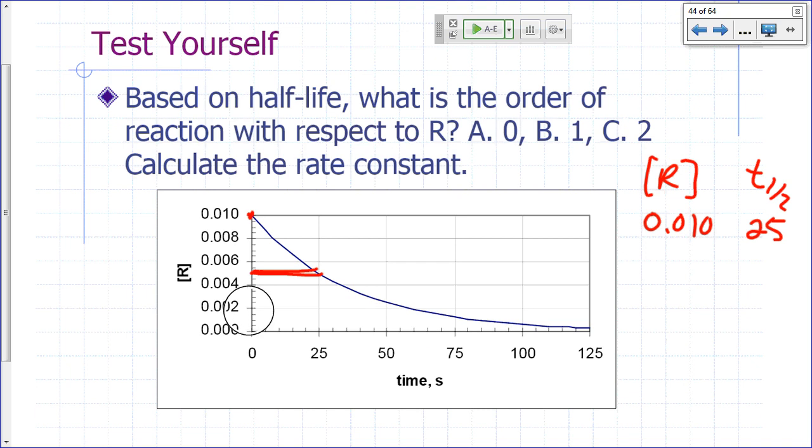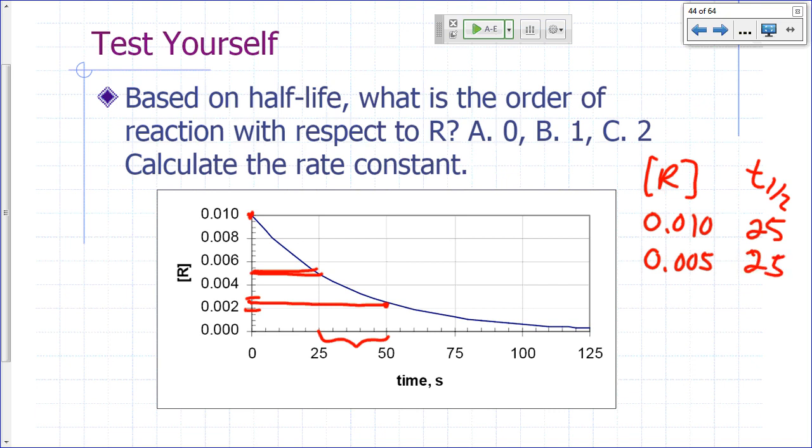So this is 0.002, that's 0.003, so 0.0025 is over here. How long did it take if you're starting off at 0.005? Another 25 seconds, right? You have to start counting from where you're starting. So it takes 25 seconds.